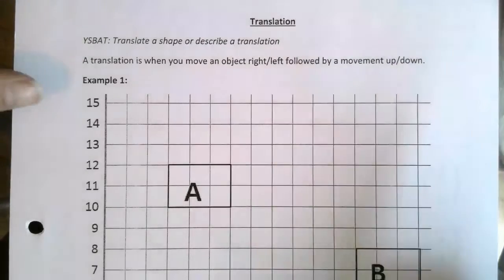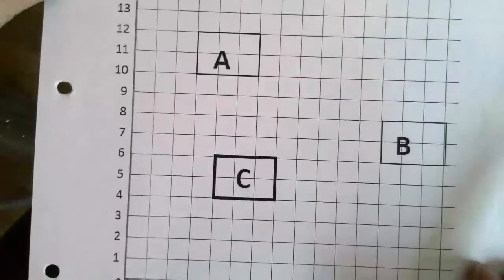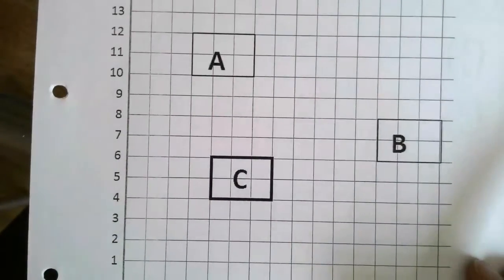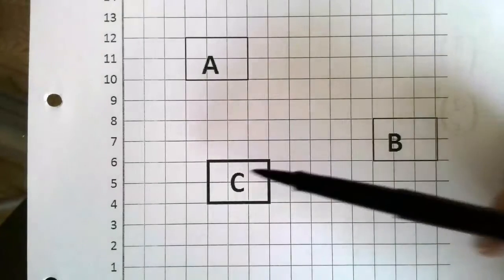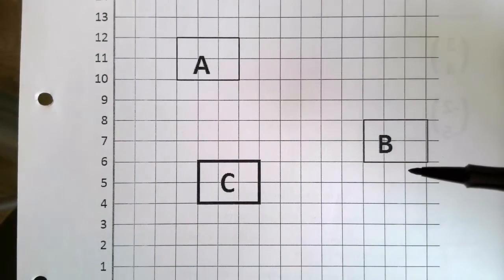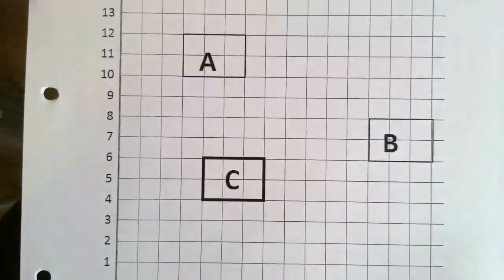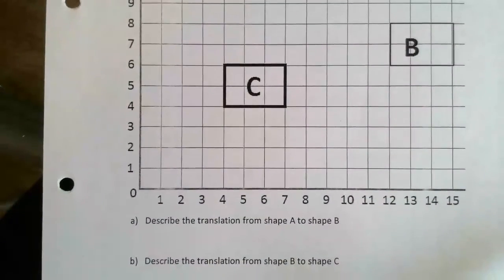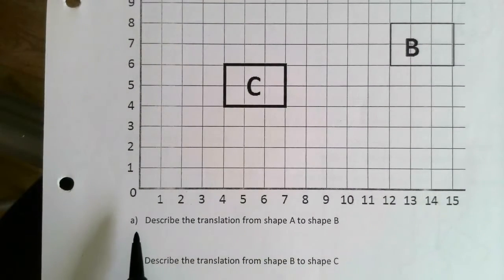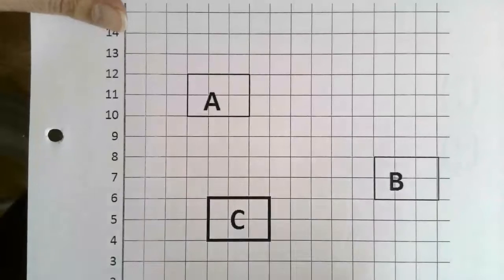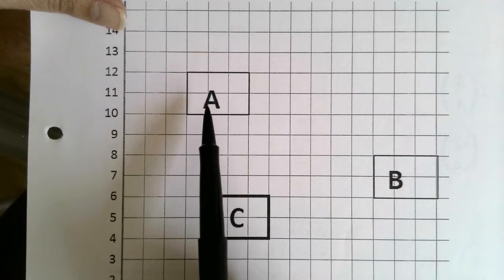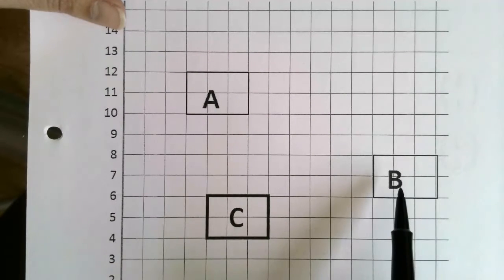Okay, so we've got three different shapes on our grid here. I'm on page 87 and you should be too. We've got three different rectangles, and they're just three versions of the same rectangle. Now the order of the words is important whenever we're reading our questions. So for part A, we've been asked to describe the translation from shape A to shape B. So A is our starting point and B is where we end up.